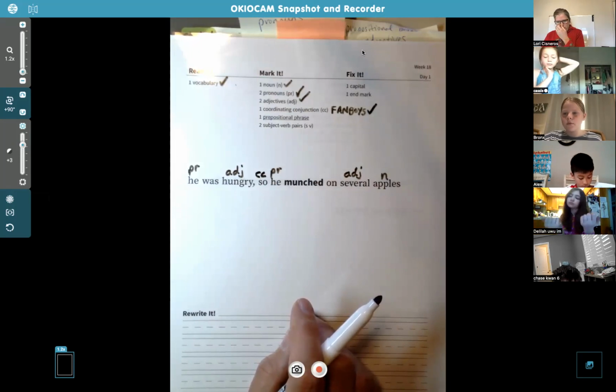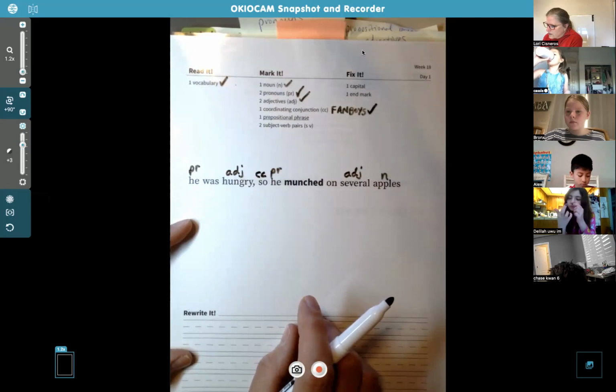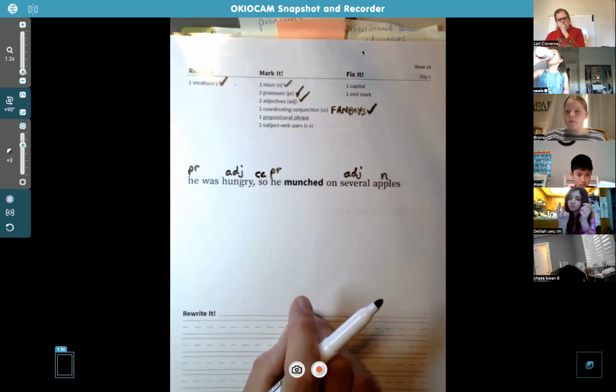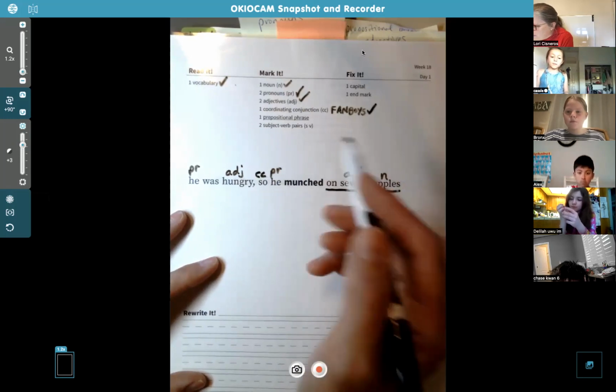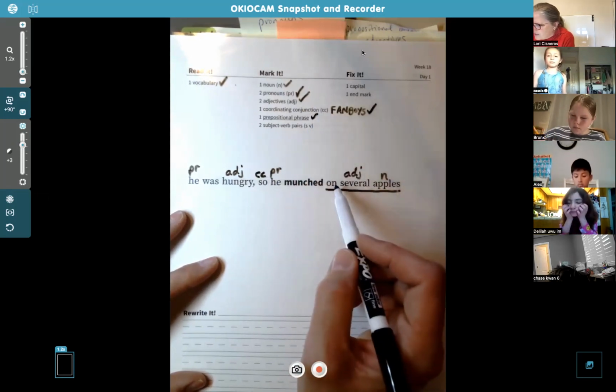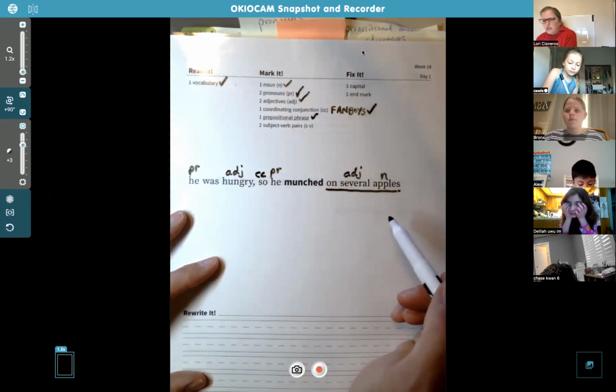You remember the prepositional phrases? He munched on several apples. Yes, good, Chase. You got it. On several apples. On is a preposition. So the phrase is on several apples. Good. And then subject verb pairs.